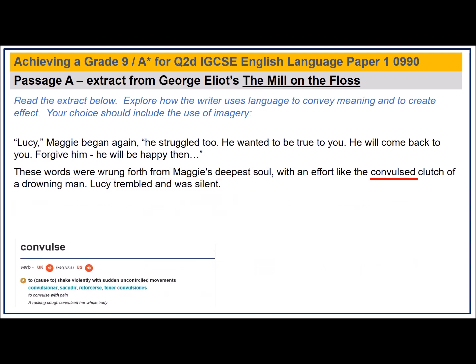Let's now look at the second part of the same sentence. Again, some complex vocabulary. What exactly, not hazily, does convulsed mean? If you were working independently on a passage, I would hope you would take the initiative to look it up in a dictionary. On this occasion, I've done it for you. Convulse is to shake violently with sudden, uncontrolled movements. What does this suggest about Maggie's feelings as she makes the effort to reveal difficult truths to Lucy? What is it doing to her?